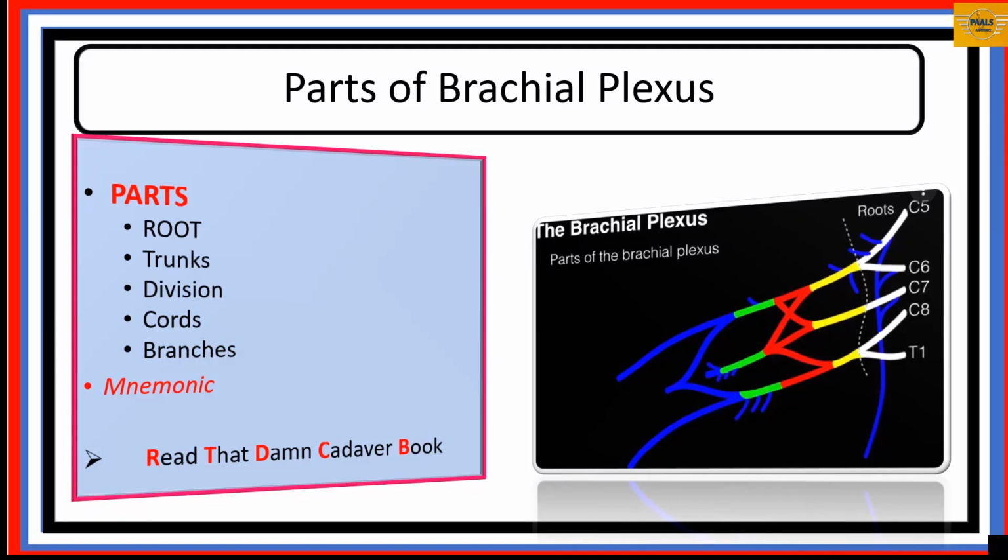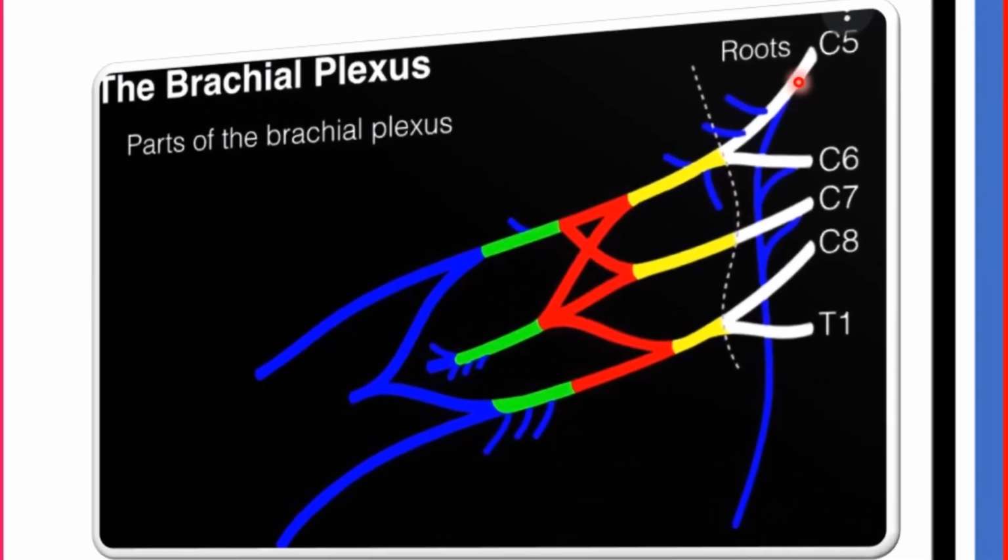Let's take a look at our picture. Here, we're seeing the white part here are the parts we'll call the root. And the yellow part here will be the trunk. The red part will be the divisions. The green part, the cords. And then all the blue parts will give us the branches.